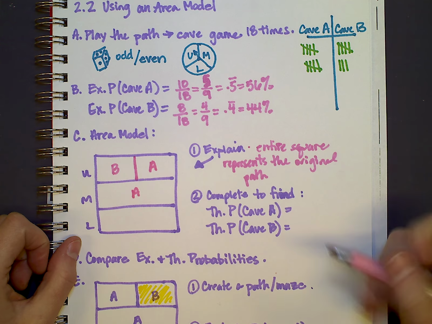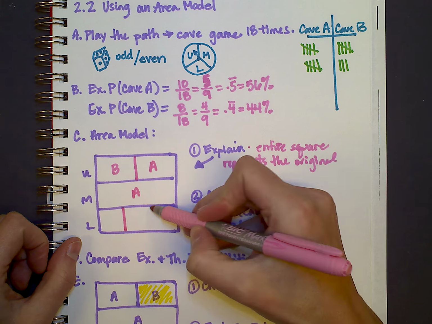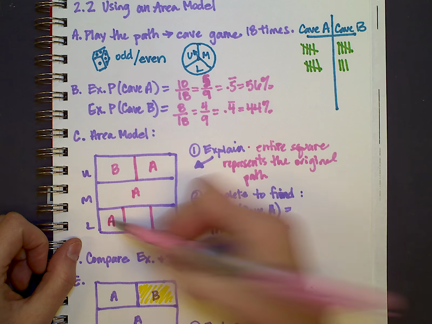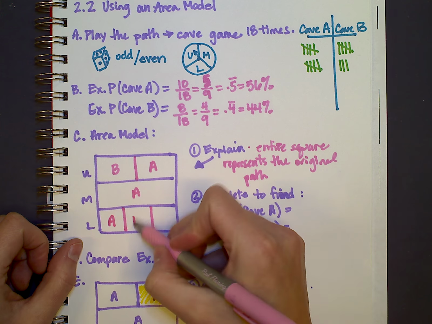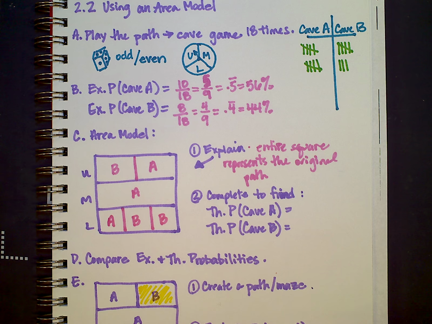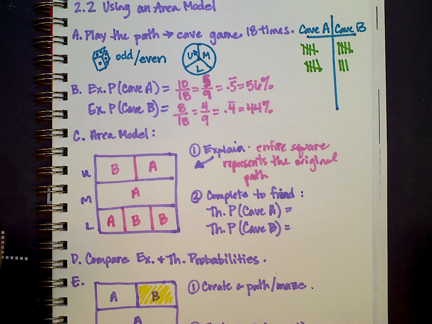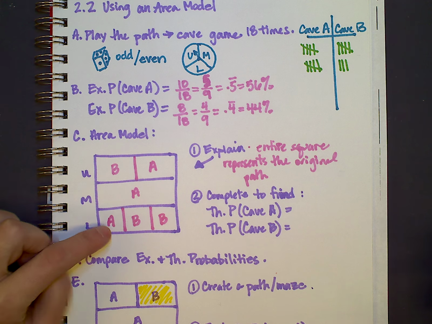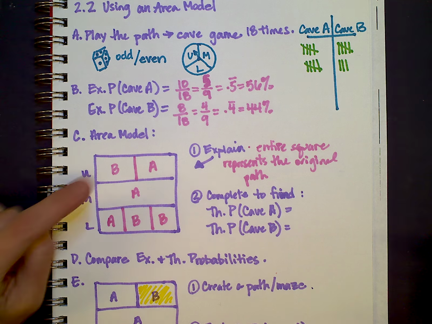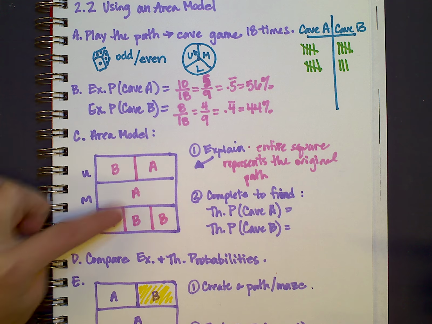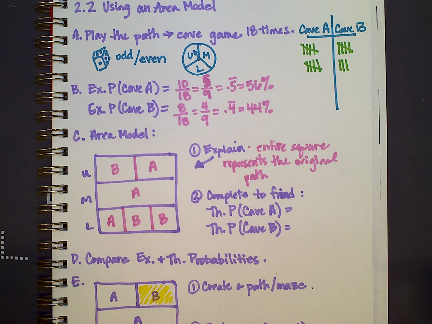And the bottom path splits actually into thirds. One of those thirds ends up in cave A, and two of those thirds end up in cave B. So to find our theoretical probability, we're going to have to add up our fractional pieces, because remember back to the Investigation 2 lecture, we talked about an area model utilizing the fractional parts of an area to be able to calculate the probabilities.